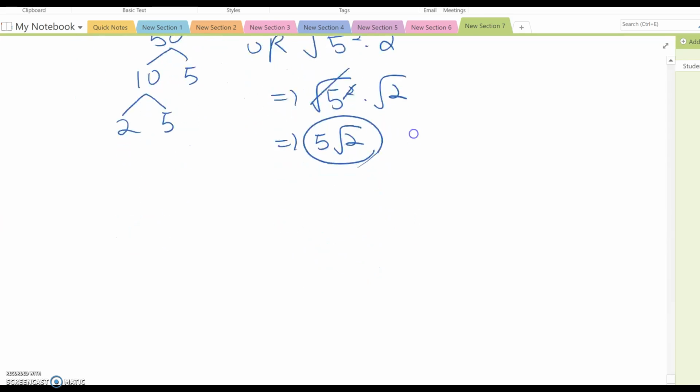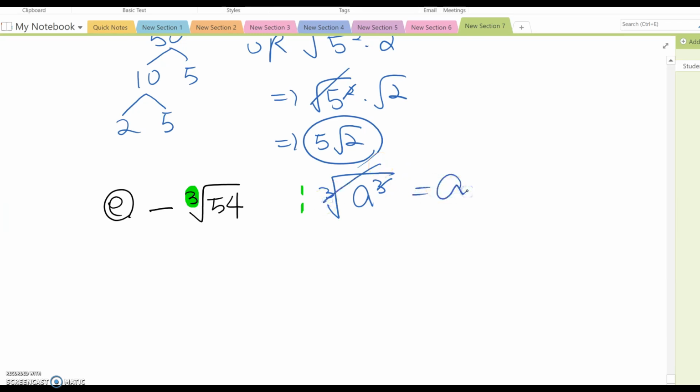What about the E case? E shows negative cubic root 54. You need to watch this carefully. It is cubic. So cubic means everything must be third power, then it comes out as a single a here. So for example, if you have the cubic root of a cubed, then this cancels out, so it becomes a. So you need to find something to the cube power.